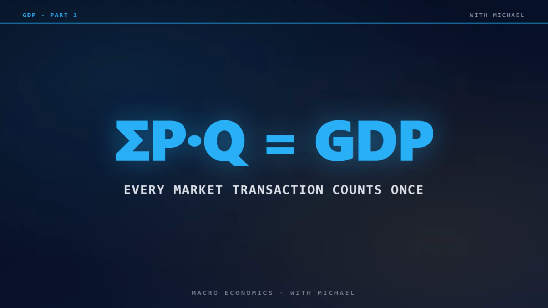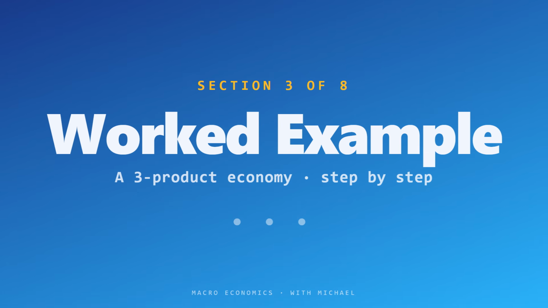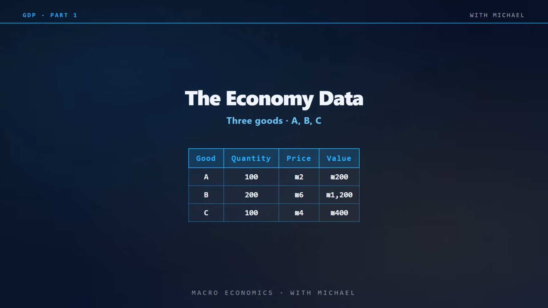Section 3. A worked example. Let us see this in practice. Suppose an economy produces just 3 goods. Call them A, B, and C. Good A, quantity produced, is 100 units. Market price is 2 shekels per unit. Good B, quantity produced, is 200 units. Market price is 6 shekels per unit. Good C, quantity produced, is 100 units. Market price is 4 shekels per unit. We want to compute the GDP of this small economy.